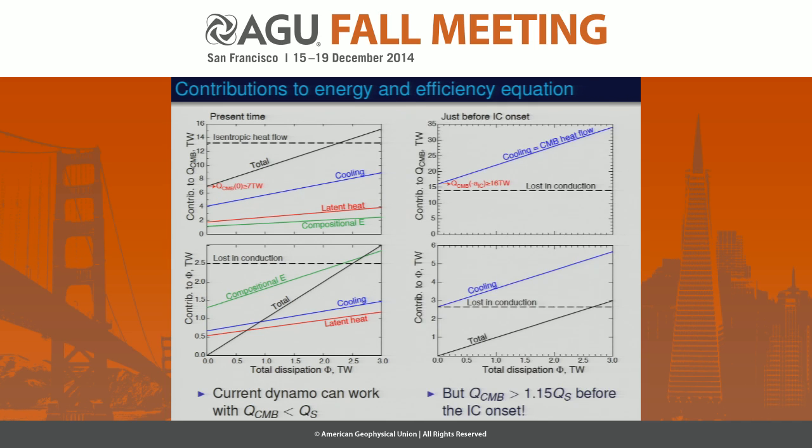Of course, this possibility does not exist for the early time before the core started to crystallize. And in fact, what I find is that in order to maintain a 0 dissipation, the heat flow must be 15% higher than what is transported by conduction along the isentropic temperature gradient. It means that the heat flow must be more than 16 terawatt in that case.